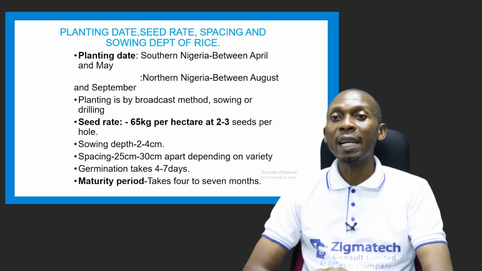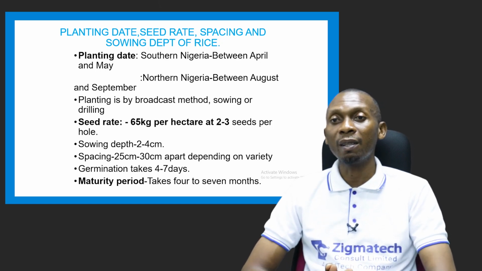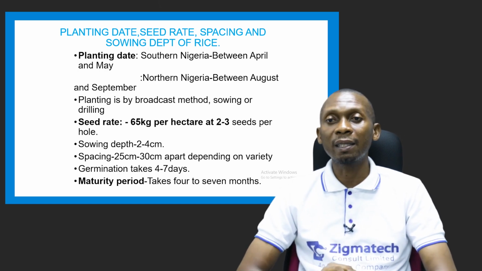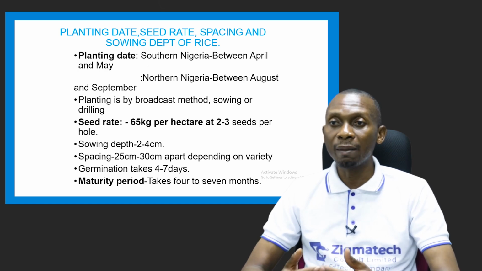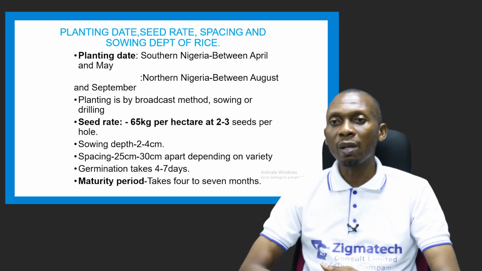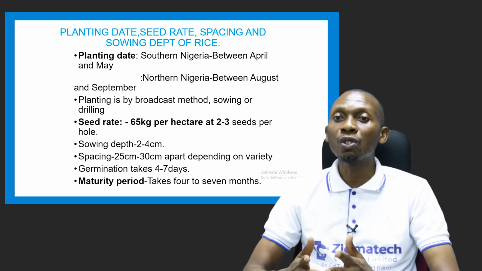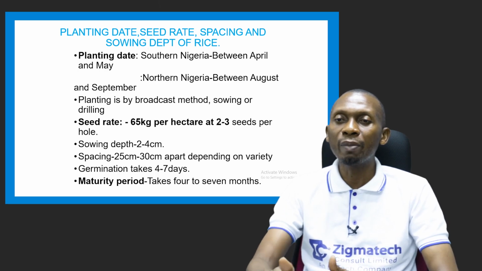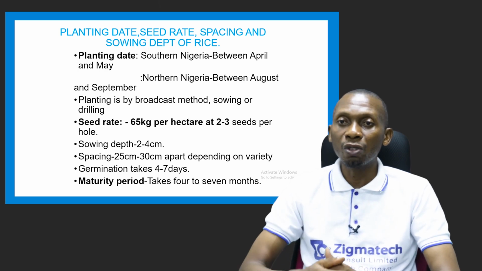The planting date for rice in the southern part of Nigeria is between April and May, while in the northern part of Nigeria it is between August and September. Rice is usually planted by the broadcast method. That's where you just carry the rice and throw it into the air. That's called the broadcast method. Or sowing or drilling. That's when you plant it at determined planting distances. That's called sowing or drilling.